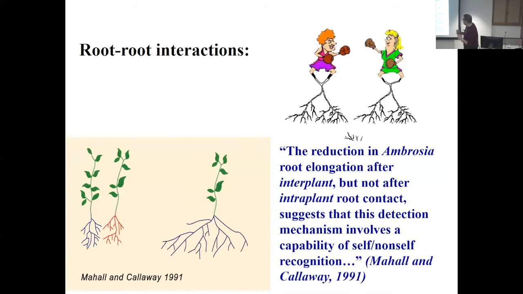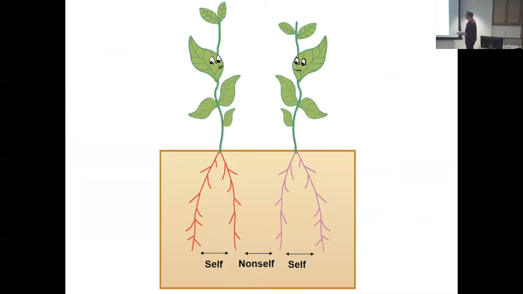So we wanted to look at this root-root interaction. And for that, we used peas as a model plant. I'll just show you in order to understand the terminology: these are the roots of one individual, so these are called self. These are the roots of the other individual, also called self. In between them, the purple color versus the red color, if this red sees this purple, it's non-self. Okay, so we have self and non-self.